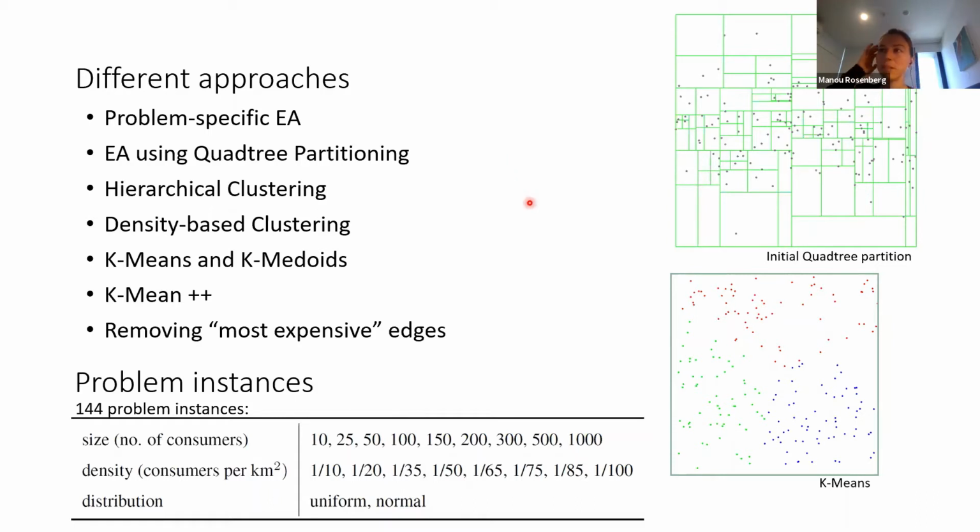And if we think about the problem in that way, then we have a range of other approaches that we could use. For example, standard clustering algorithms like hierarchical clustering or density-based clustering. We've also used a k-means approach. And we have used a baseline approach, which is basically starting with an interconnected system and removing the most expensive edge, so the edge that comes with the highest cost.